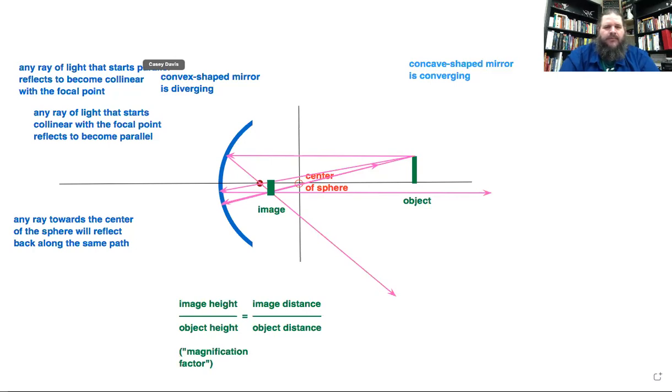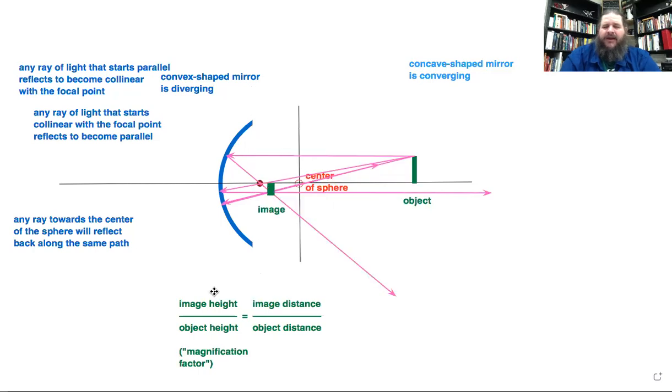It's inverted. It's upside down compared to the original object. Also, what can you say about its size? Yeah, small. Although I'd say smaller and upside down, not smaller and right side up, because this is definitely smaller than the original object.